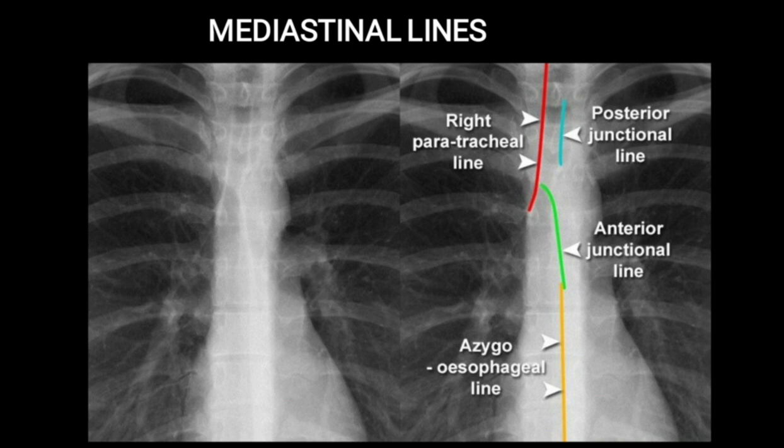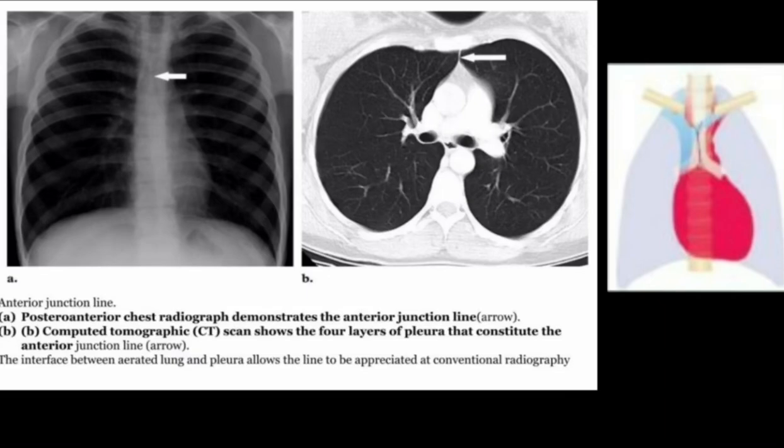Then mediastinal lines. We have the right and left paratracheal line, anterior and posterior junctional lines, right and left paravertebral lines, and the azygoesophageal line. These lines are more clearly taught in the previous class. So this is the anterior junctional line. The anterior junctional line will be seen a little below the posterior junctional line. It is a point where the four layers of pleura meet anteriorly. So this is the anterior junctional line here. This is the point where the lungs and the pleura meet anteriorly.